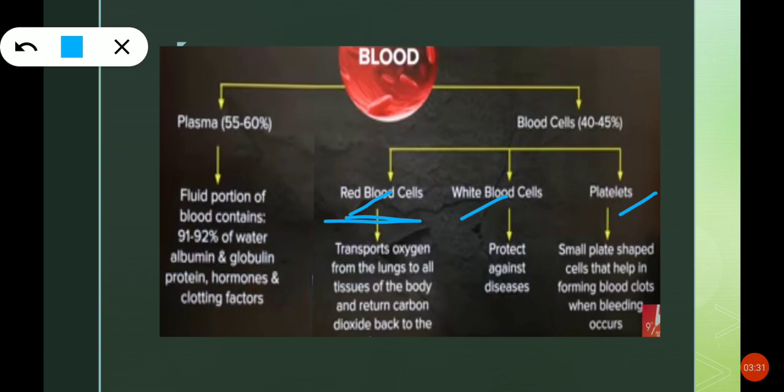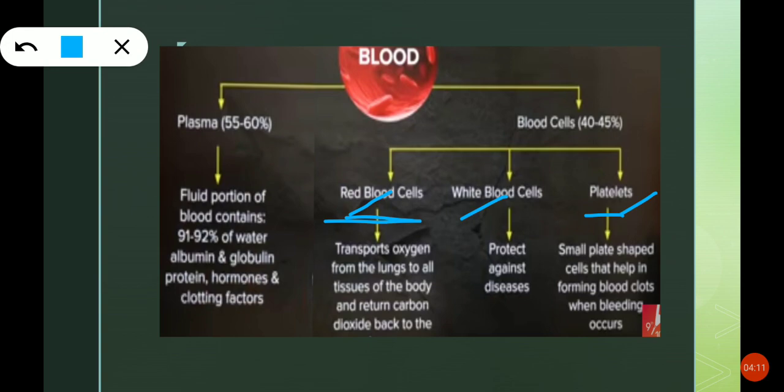The function of the white blood cells is that they act as soldiers, and because of that they improve immunity. They protect against diseases and kill disease causing agents. Whenever any agent enters our body, white blood cells kill such organisms by producing antibodies.